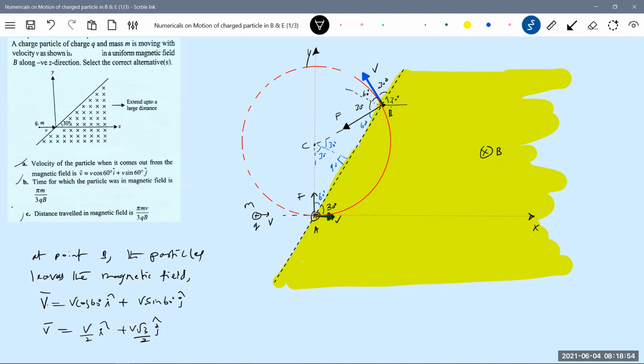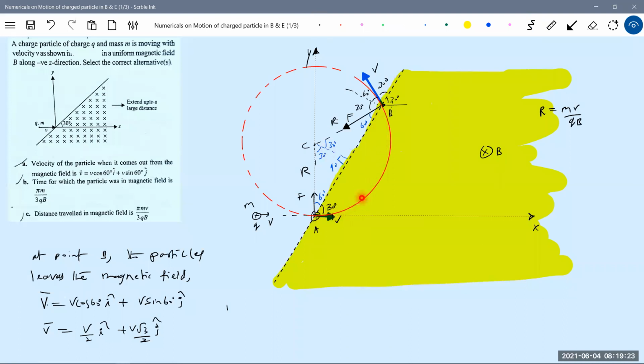Now, the time spent by it. What is the radius of this curved path? R should be equal to mv by qB. That's all. So can we calculate the time spent? How much deviation will it have? This 30 degrees, no? So it's going to spend time.